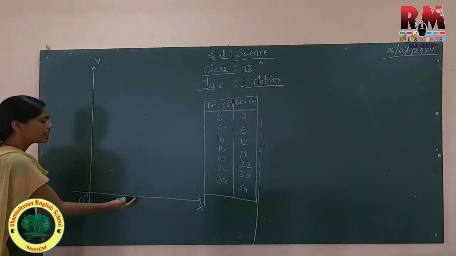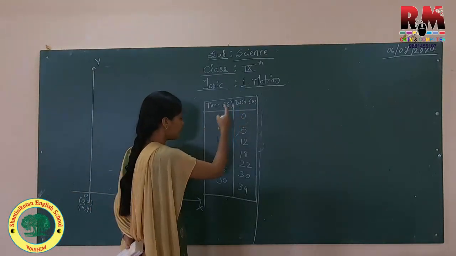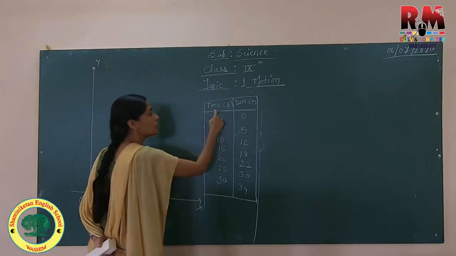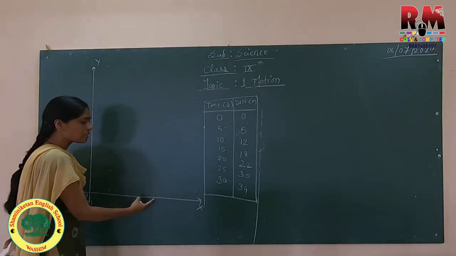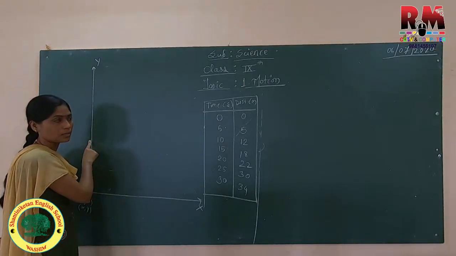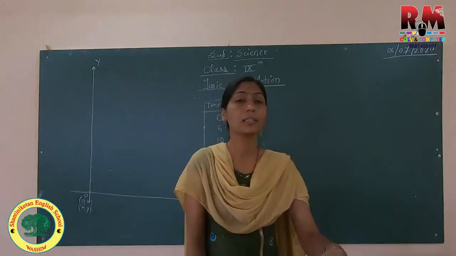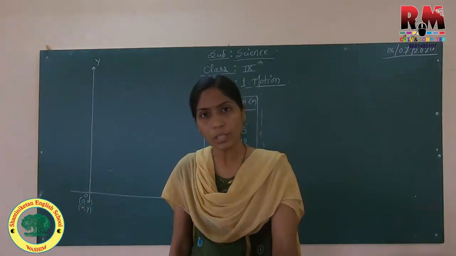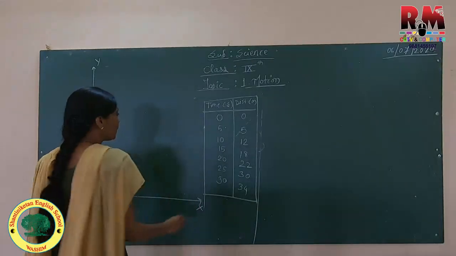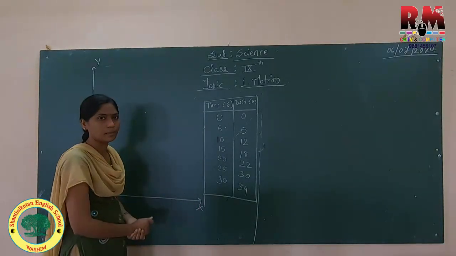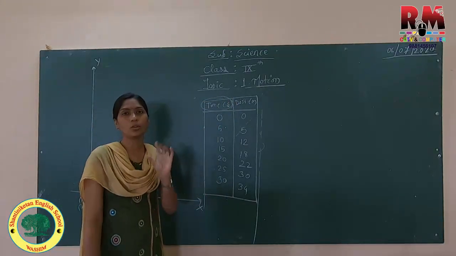Correct? Now, it's very important, I am repeating it: out of these two quantities, which should be written on the x-axis and which on the y-axis? You have to check which quantity is the dependent quantity and which is the independent quantity. There are two quantities here, one dependent, another independent. Generally time is said to be the independent quantity.